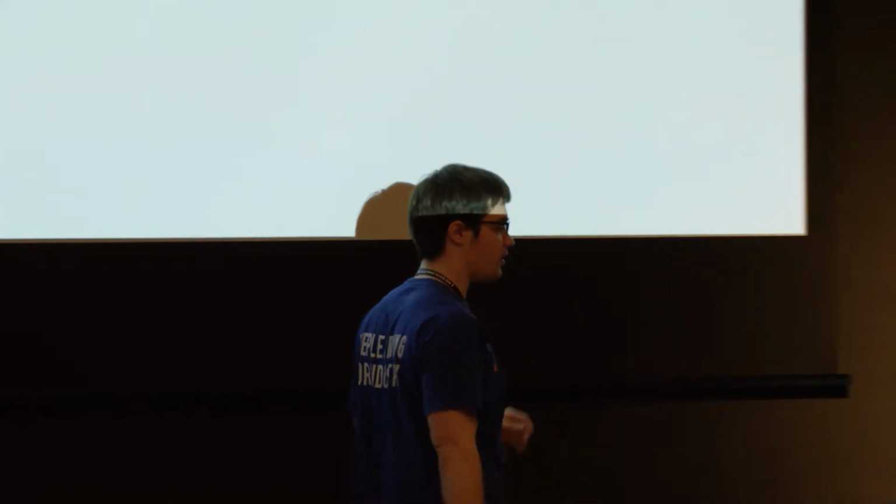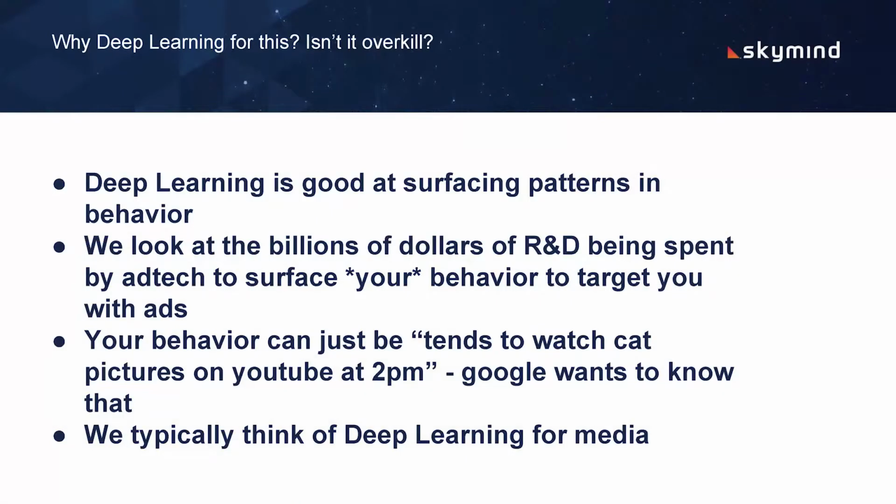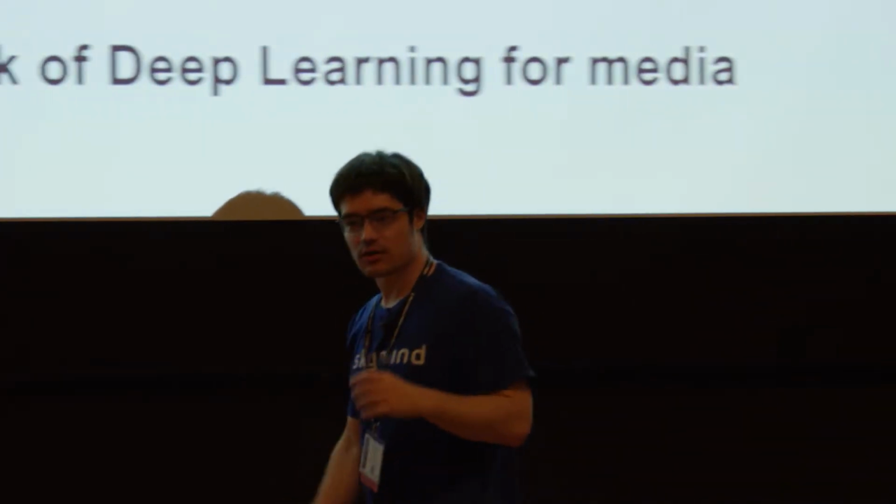It turns out deep learning, with minimal modification, can be very suitable for various kinds of anomaly detection. The great thing about deep learning and machine learning is that you change the feature vector, but a lot of the applications and data pipelines can stay the same. Deep learning is good at surfacing patterns and behavior.